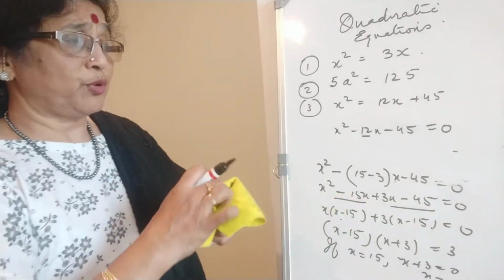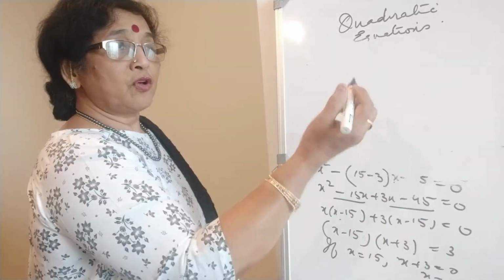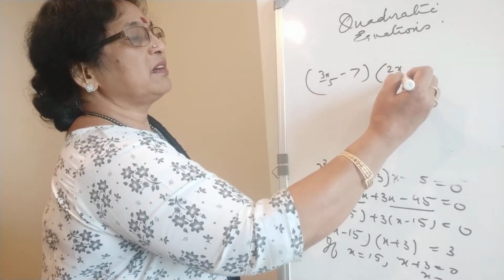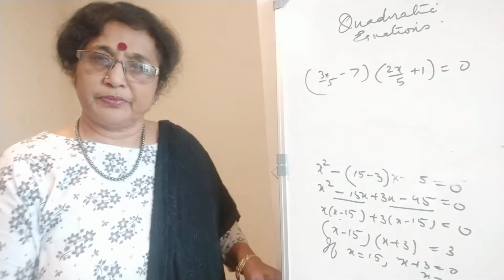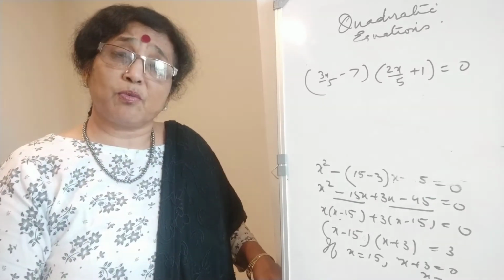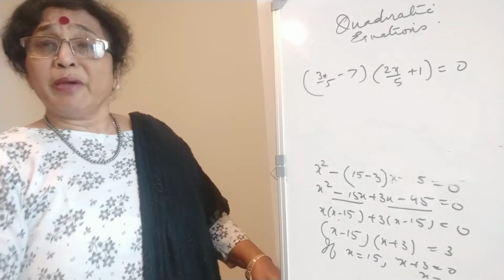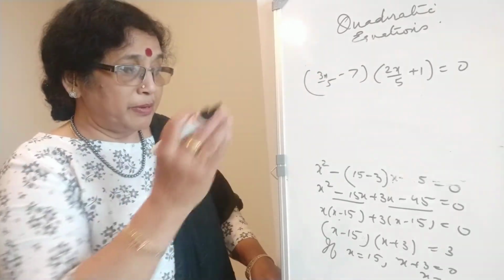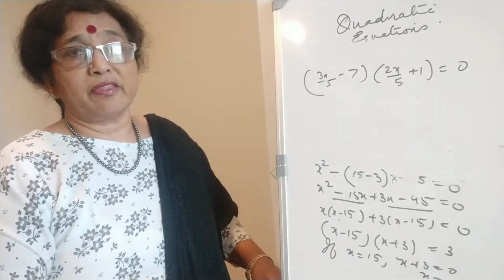Sometimes we get quadratic equations like this. Now many a time the teacher says solve the following: (3x/5 minus 7) into (2x/5 plus 1) is 0. And it is even more confusing when, immediately after quadratic equations are taught, the teacher gives this sum in the test. You know what many of the children do? They open the bracket, simplify it, bring it in the form ax square plus bx plus c, factorize it, and get the answer.